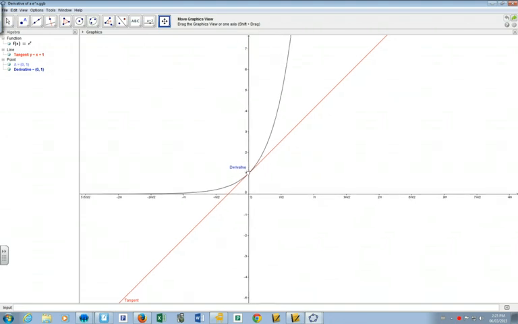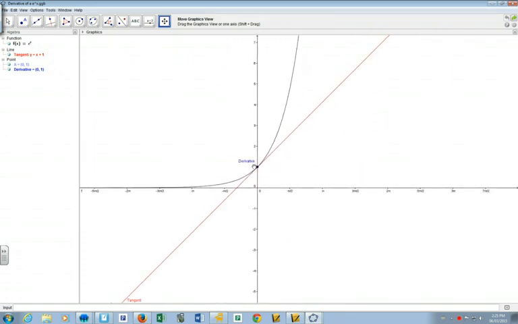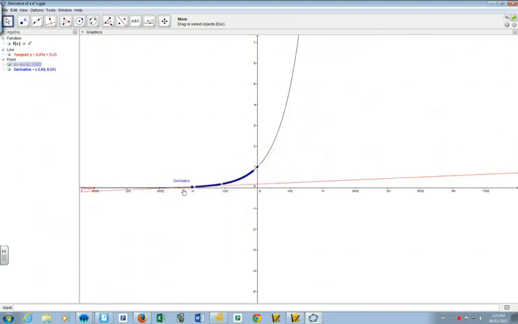Whoa. Whoa. It just moves around. I think I have to hit this button. Here we go. Oh. Isn't that cool? Do you see what's happening?